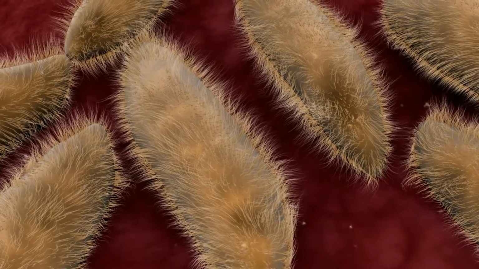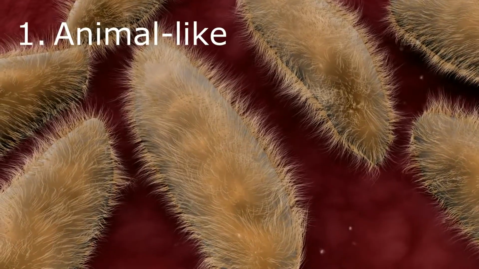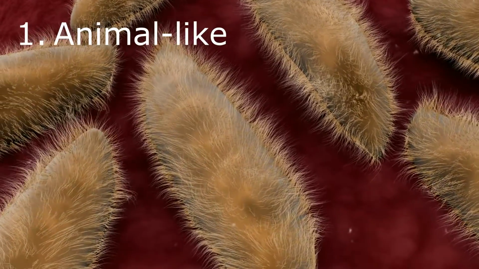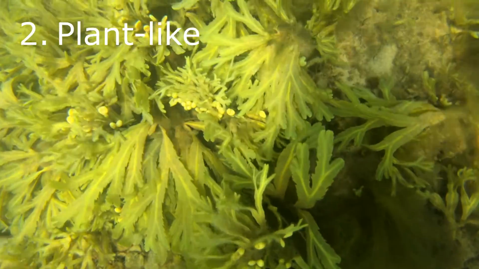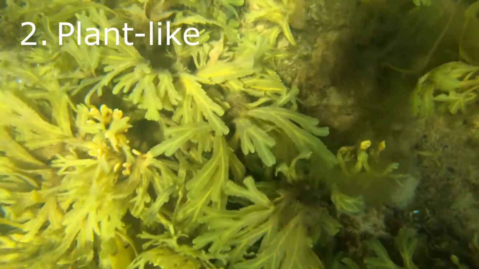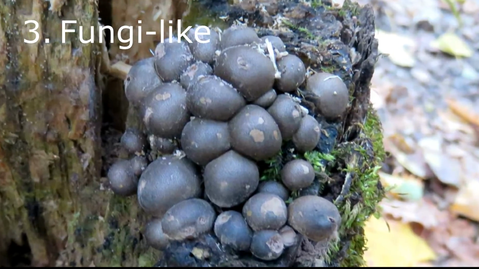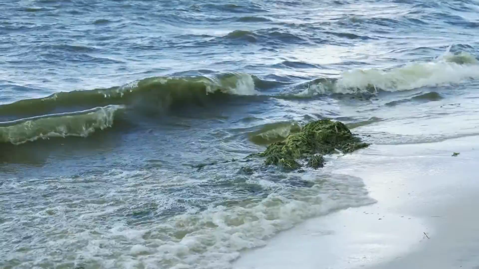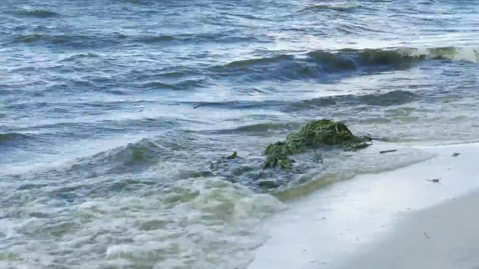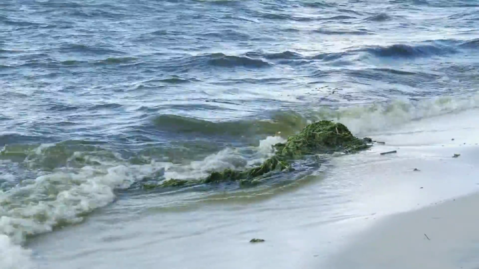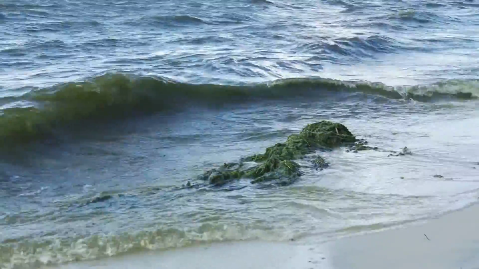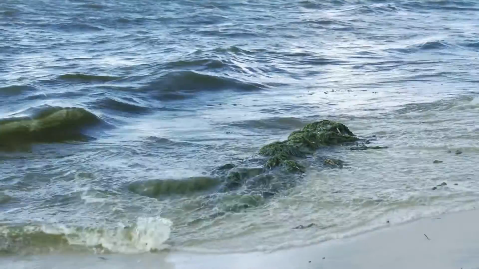There are three types of protists. Number 1, animal-like protists or protozoa. Number 2, plant-like protists or algae. Number 3, fungi-like protists or molds. Classification of protists continues to be an area of active research, even as new tools are emerging for their study.